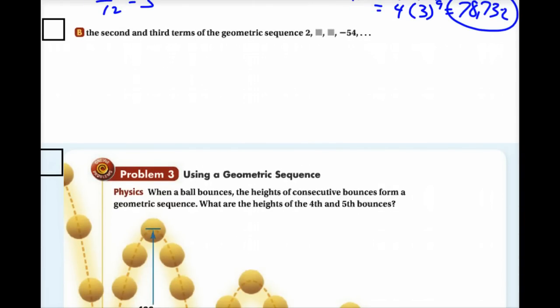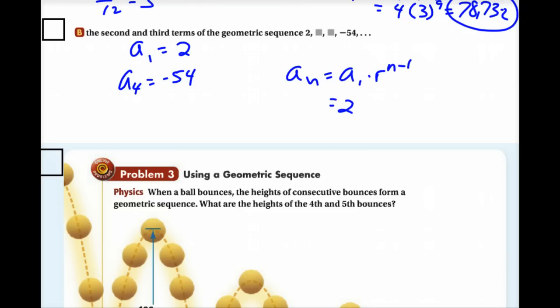Okay, here we got second and third term. Looks a little different, but really, it's not all that different. You got to know what I'm giving you. Just tell me what I'm giving you. And 2 is the first term, so I can say A1 is 2. And negative 54 is the fourth term. So I can go ahead and use the formula. And I know A1, that's 2. I just need to find R. But I don't know R, and it's kind of hard to figure out mentally anyways.